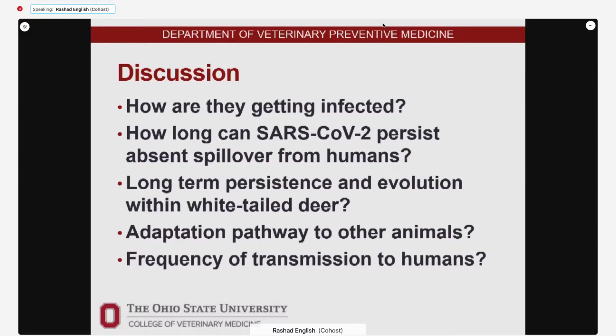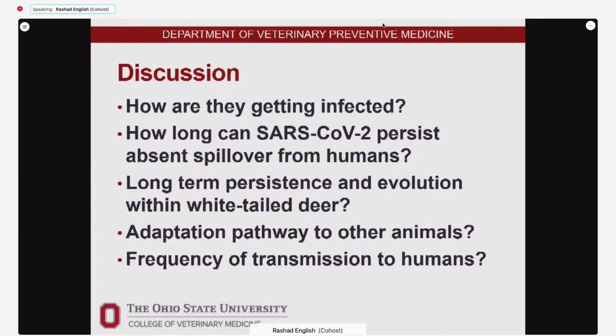I think most of the animal health side is not concerned about SARS-CoV-2 in the deer population. It's there, but not causing any disease. But from a potential reintroduction to humans, we've got to look at it. There is the question about adaptation pathways to other animals. Now that we have white-tailed deer infected, will we see an adaptation into other host species that may further complicate future control of SARS-CoV-2? And then there's this looming question of what's the frequency of transmission back to humans.